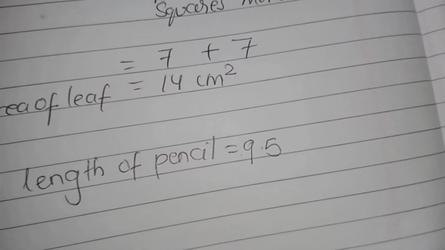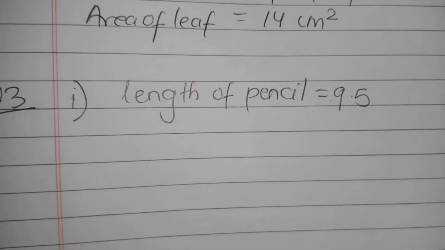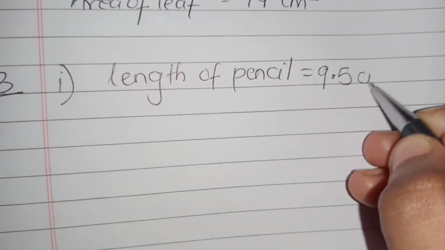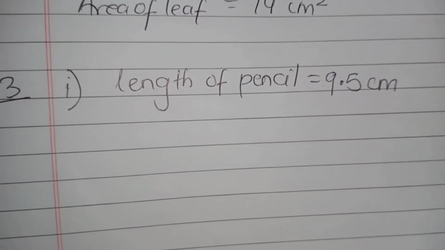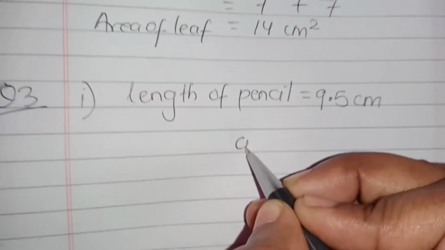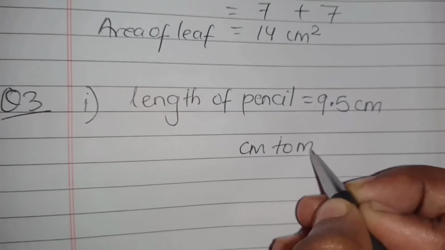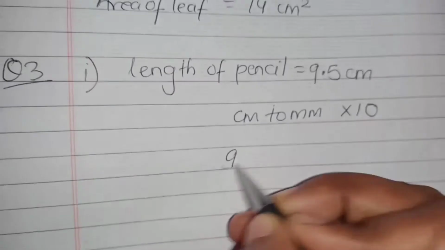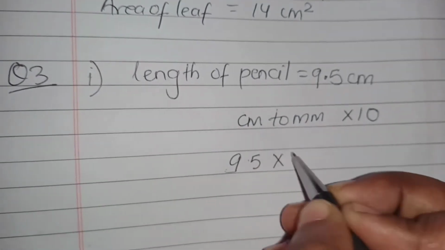9.5. So the length of the pencil is how much? 9.5 centimeter. But they have asked us to measure it in millimeter. So to convert centimeter to millimeter, what do you have to do? We have to multiply by 10. Okay, so 9.5 into 10.